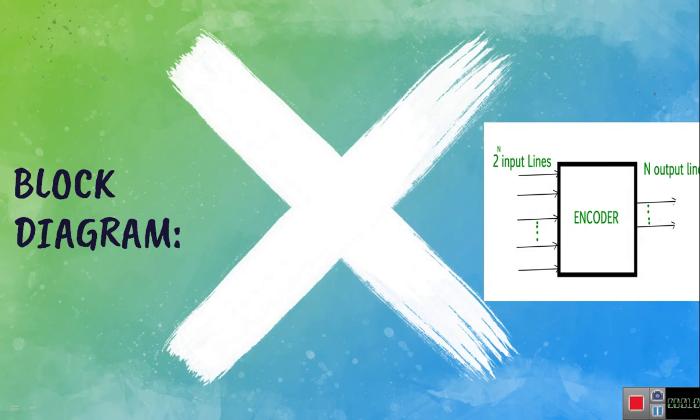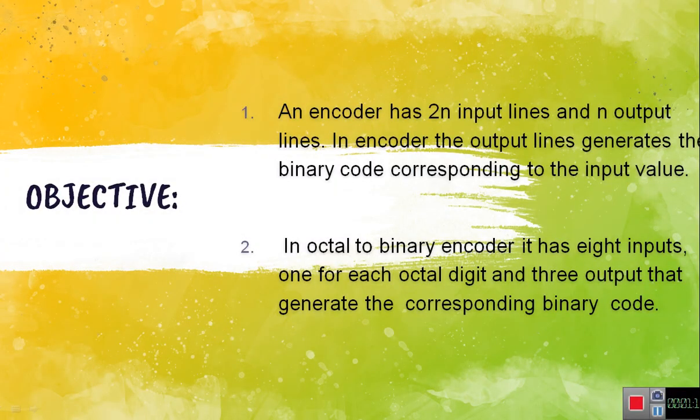Objective of an encoder. An encoder has 2^n input lines and n output lines. In an encoder, the output line generates the binary code corresponding to the input value. In an octal to binary encoder, it has 8 inputs, 1 for each octal digit, and 3 outputs that generate the corresponding binary code.